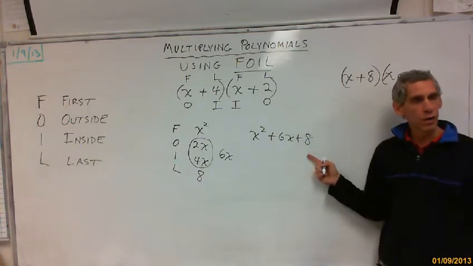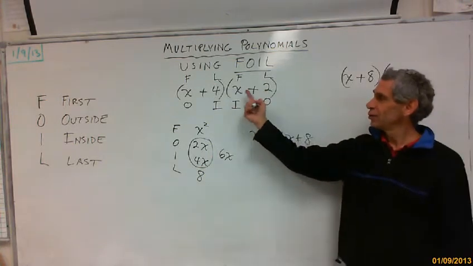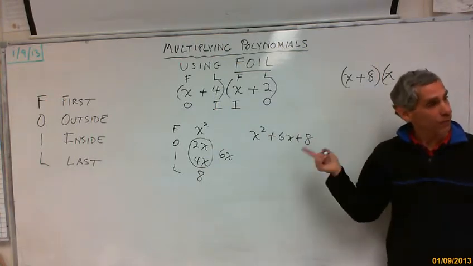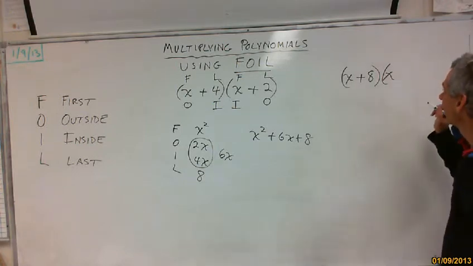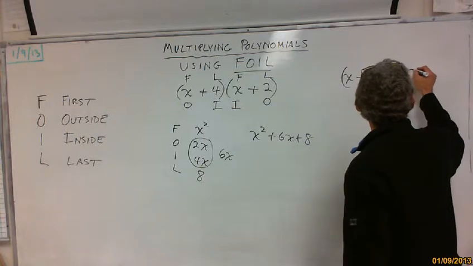2 times 4 is 8. 2 plus 4 is 6. 2, 4. Interesting. It's not that hard. It's actually really fun. It's my favorite part of Algebra 1. This stuff. My favorite part, hands down. No question about it.